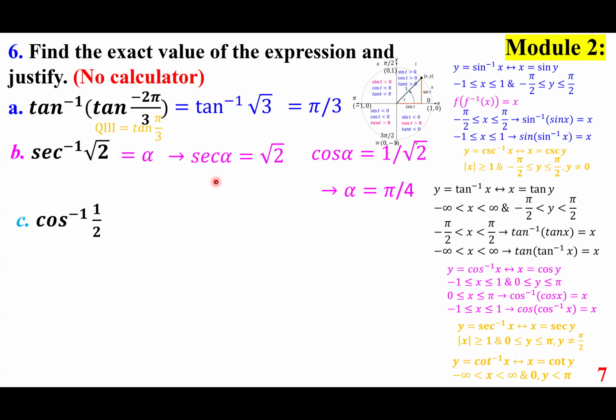Cosine inverse of 1/2. Let's call it alpha, beta, gamma, theta. Cosine theta is 1/2, and theta is pi over 3.